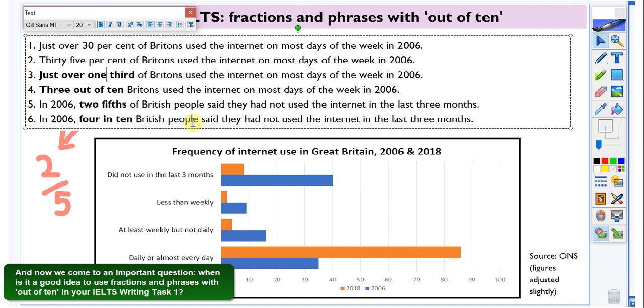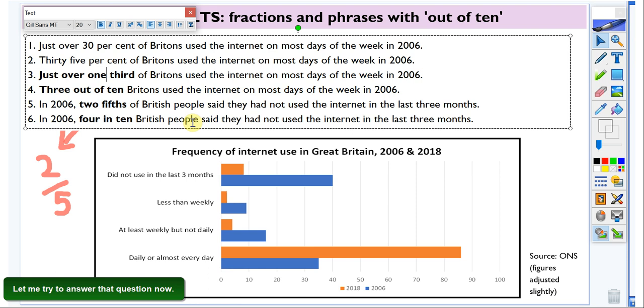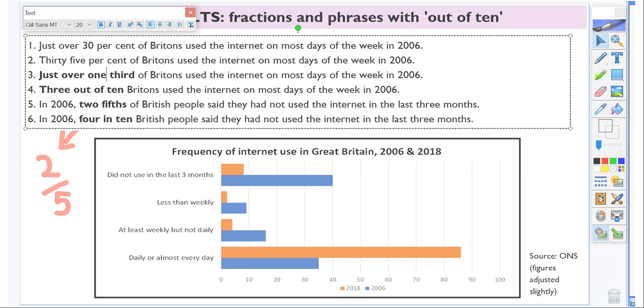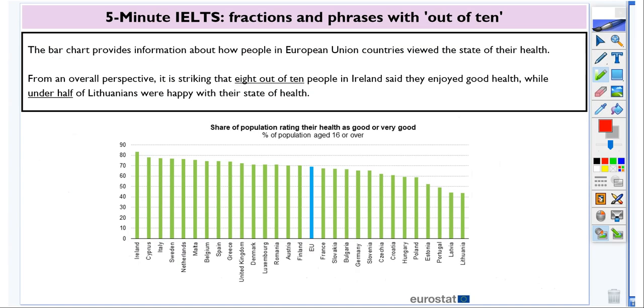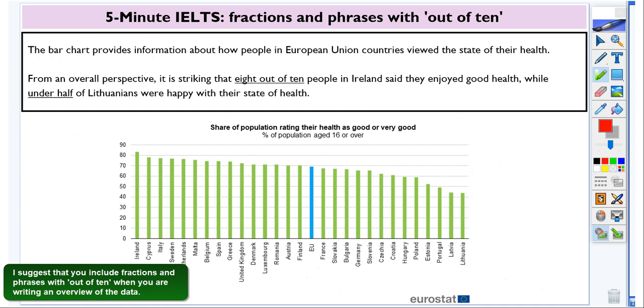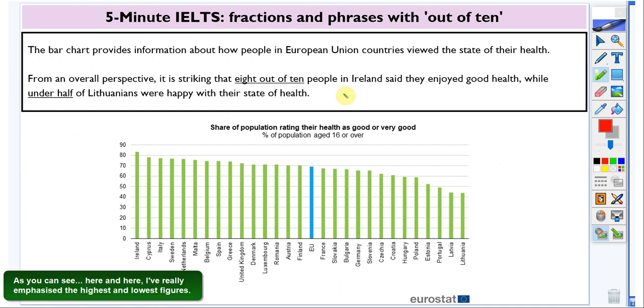When is it a good idea to use fractions and phrases with out of 10 in your IELTS Writing Task 1? Let me try to answer that question now. I suggest that you include fractions and phrases with out of 10 when you are writing an overview of the data. As you can see here and here, I've really emphasized the highest and lowest figures.